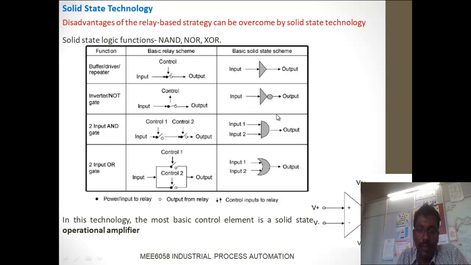What the technology is saying is that initially they used the relay-based system. Slowly they came to solid-state technology with respect to gates, and after that to operational amplifiers. And now we are having thyristor-based controllers. That means instead of on-off controllers, we are having thyristor-based controllers with respect to variable voltages. We can control the systems.